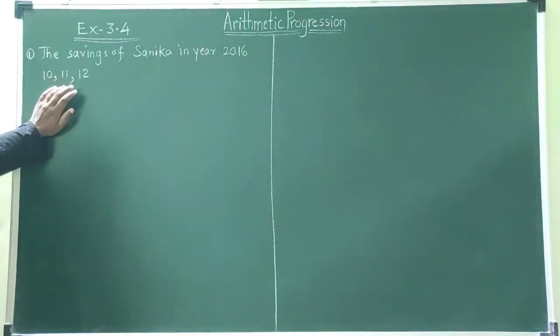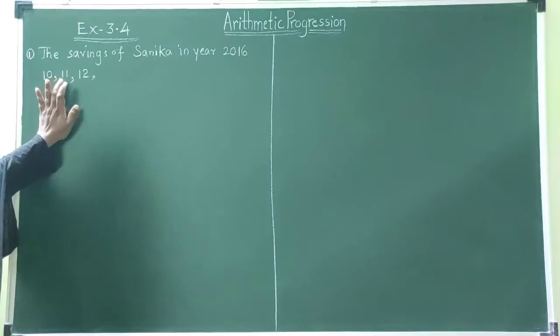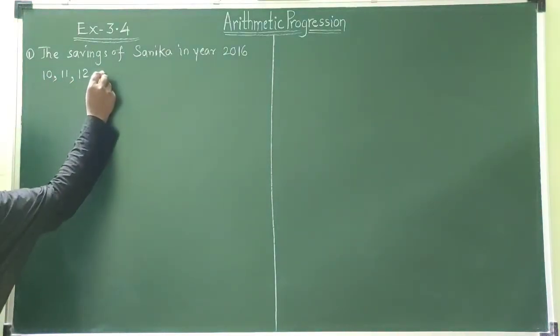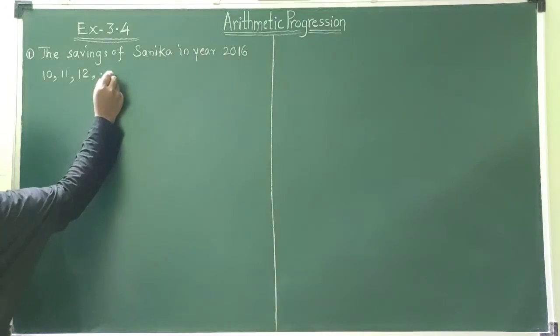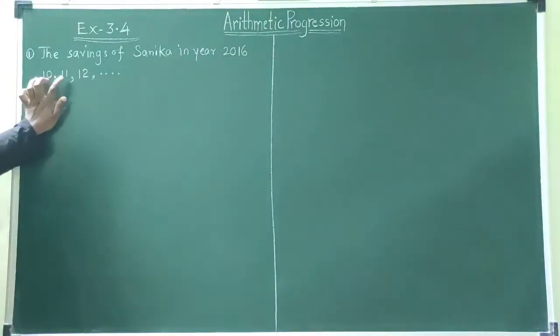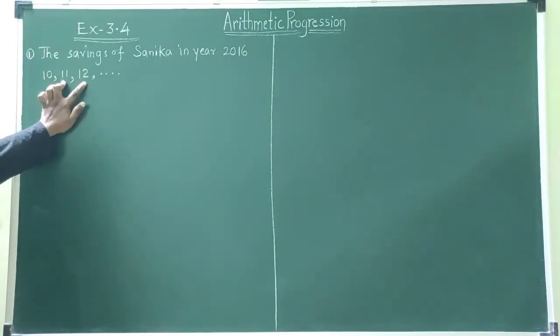ये जो है ये एक सीक्वेंस बन रही है. The number coming is one more than the preceding number. It is a sequence which is in AP, as the common difference is same. See here, 11 minus 10 is 1, 12 minus 11 is also 1.